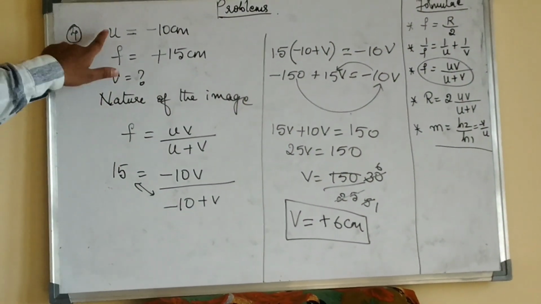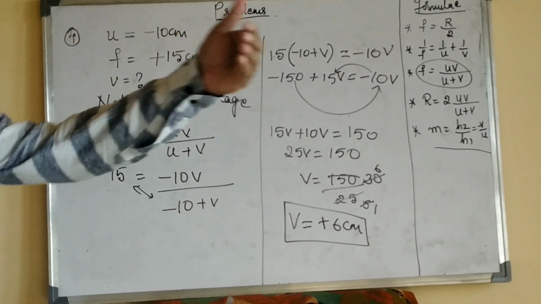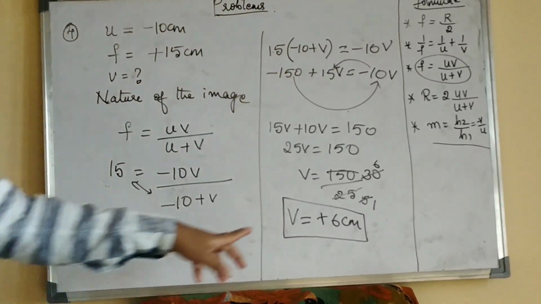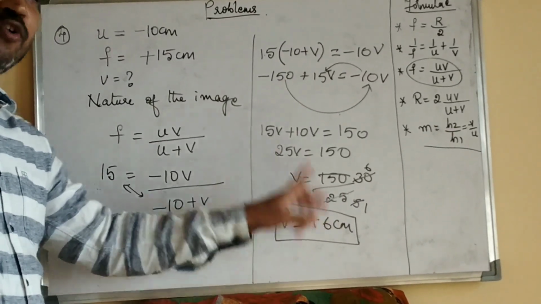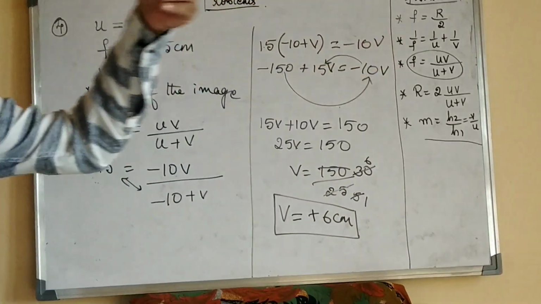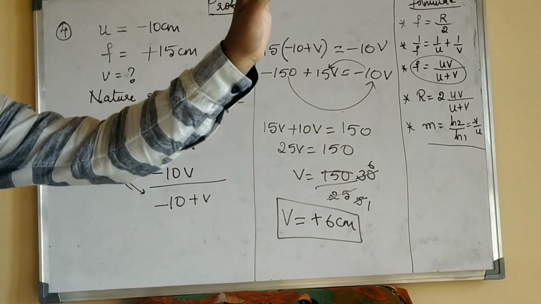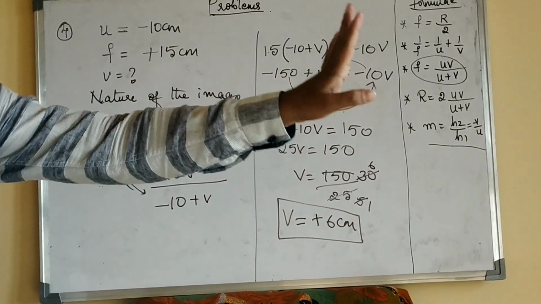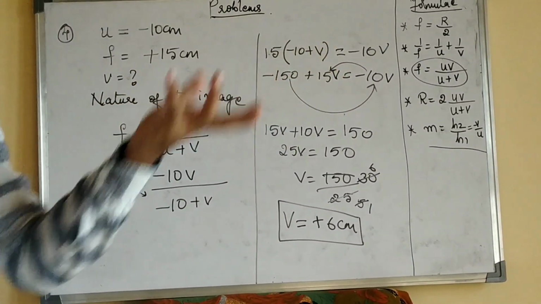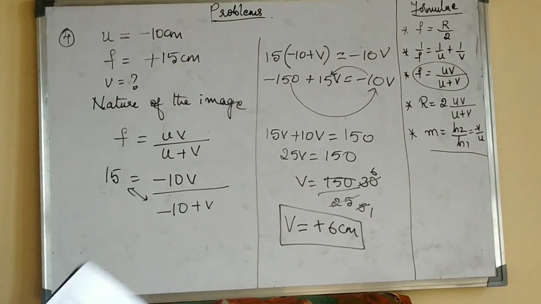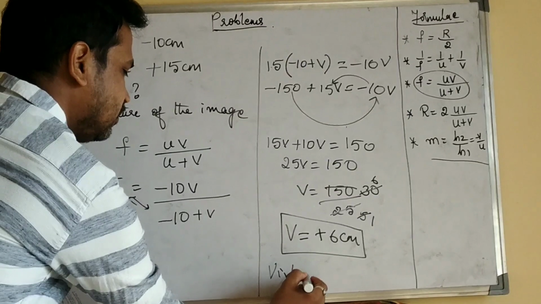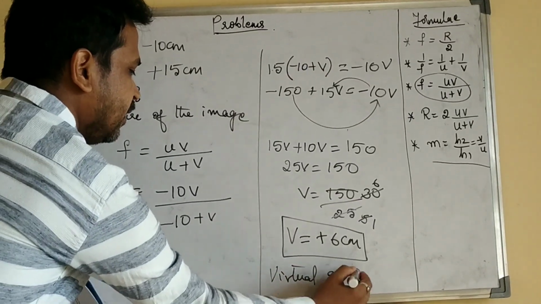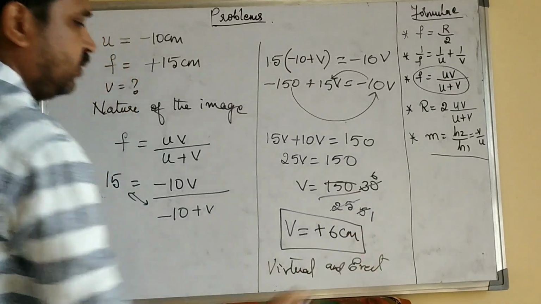Now see here, object distance is negative, means object is towards the left side. Position of the image or the image distance, you are getting positive value, means towards the right side. When the object is to the left side and image to the right side, it means far behind the mirror. What is that? Convex mirror. So what is the nature of the image? Image is virtual and erect. Understood?